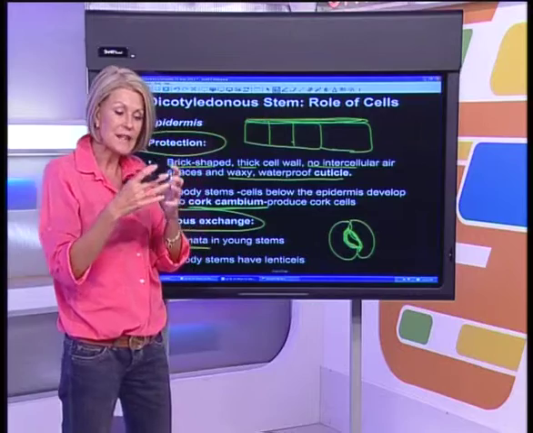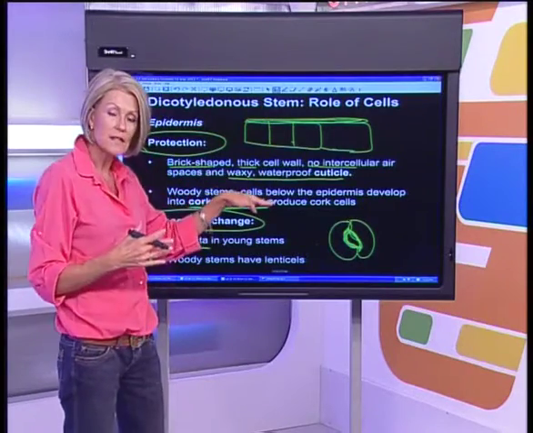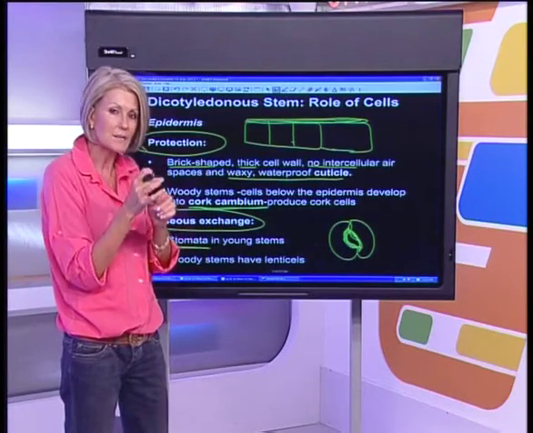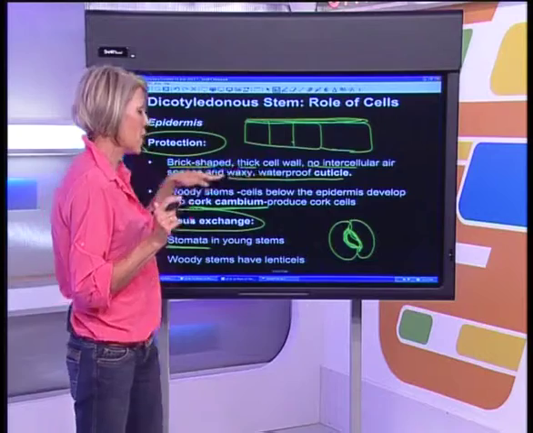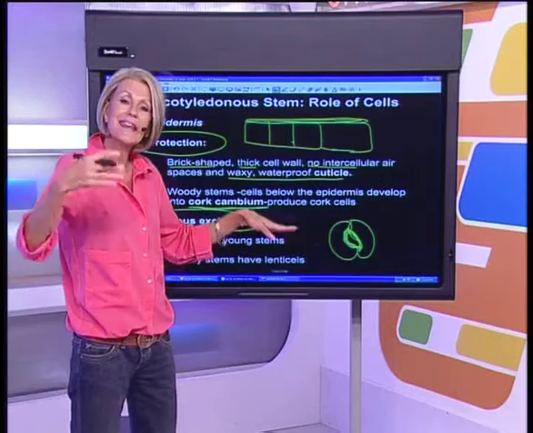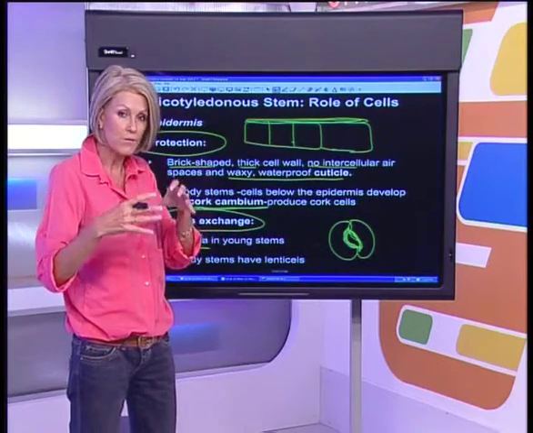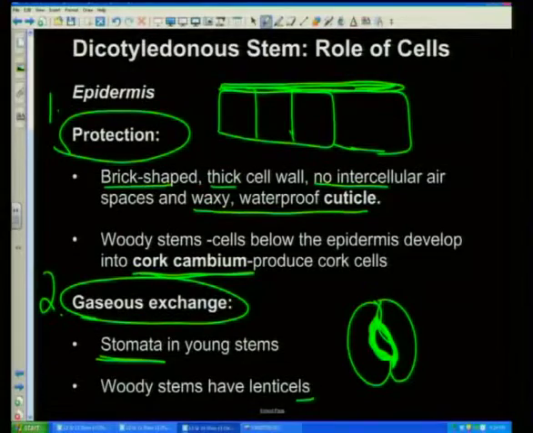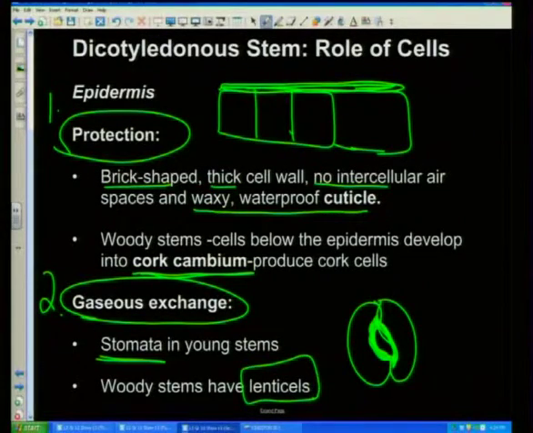as the stems now form their cork cells, because they're getting older, it's only in the young green stems that we are going to find a waxy cuticle, number one, and number two, stomata. But as they get older and the cork cambium forms, what do we have? We can't have stomata, so the woody stems have a structure called a lenticel. And lenticels are like little holes. So just going back here, the function of the epidermis in the stem is protection and gaseous exchange.